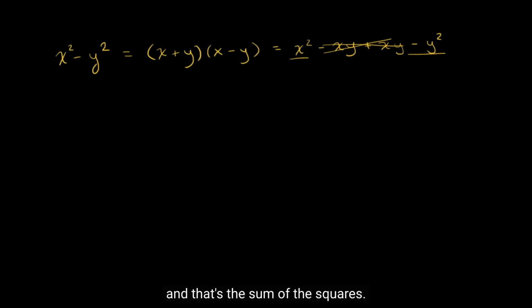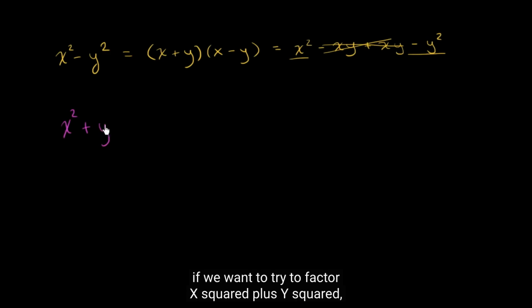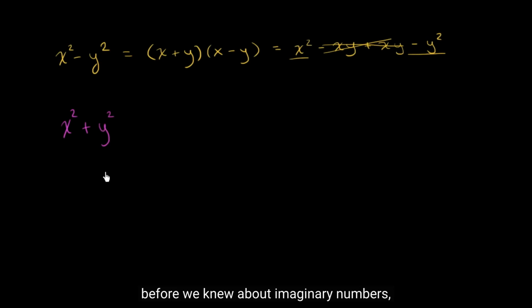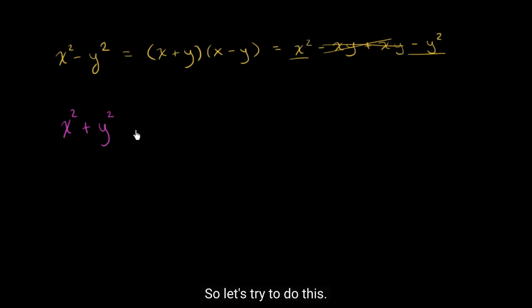the sum of squares. So if we wanted to try to factor x squared plus y squared, before we knew about imaginary numbers, complex numbers, we didn't know how to factor this. But now that we do, what I want to try to do, and I encourage you to pause the video and try to do it before me, is to try to express this as a difference of squares using the imaginary unit i. So let's try to do this.